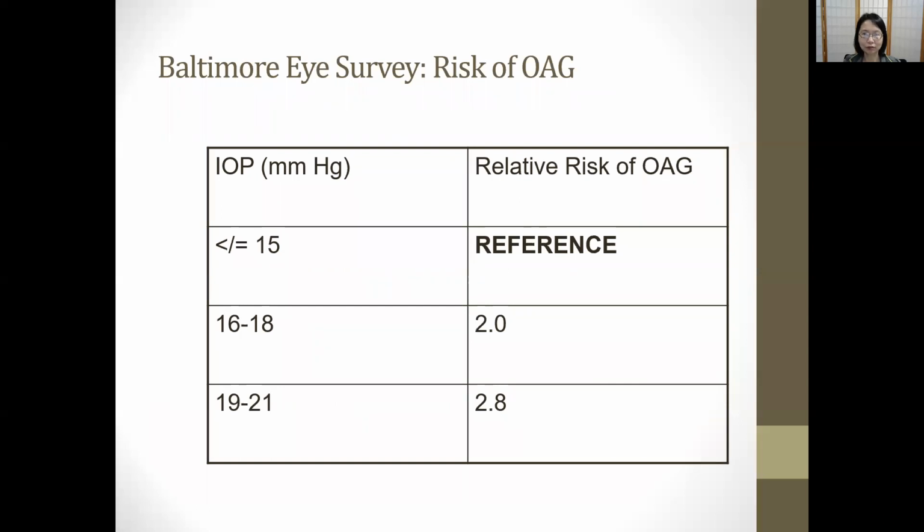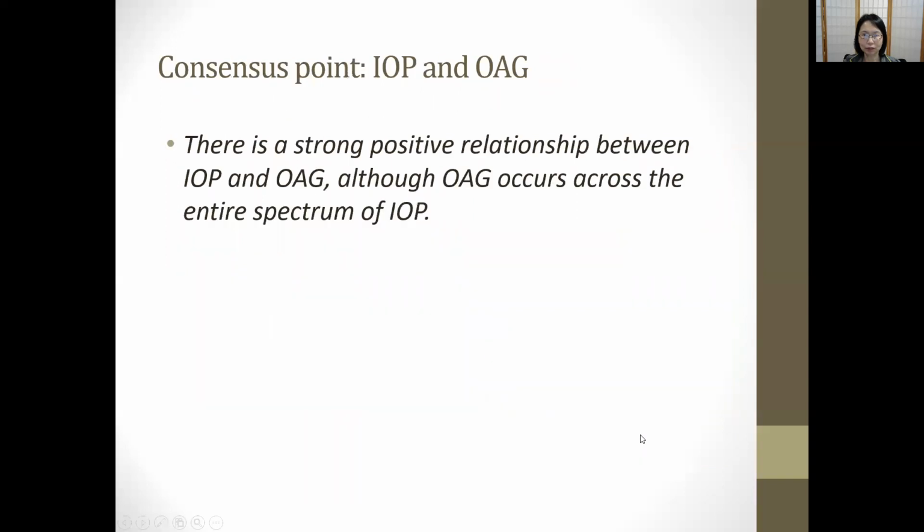In the Baltimore Eye Survey, it was found that higher pressure definitely increased the risk of POAG, as you can see here, and even pressure under 21 can increase the risk of POAG. So the consensus is that there's a strong positive relationship between IOP and open-angle glaucoma, although open-angle glaucoma can occur across the entire spectrum of IOP. And I think that's really important. So I'm going to just show you that slide again so that you can review it.